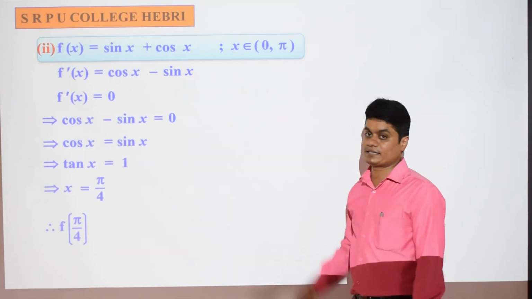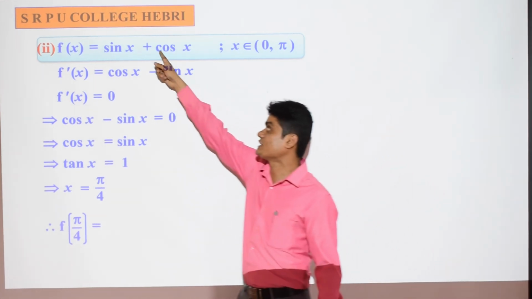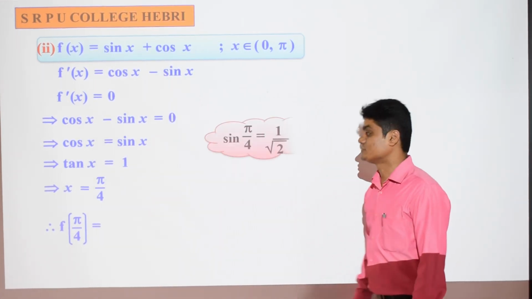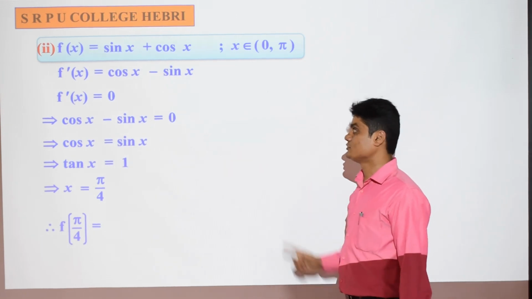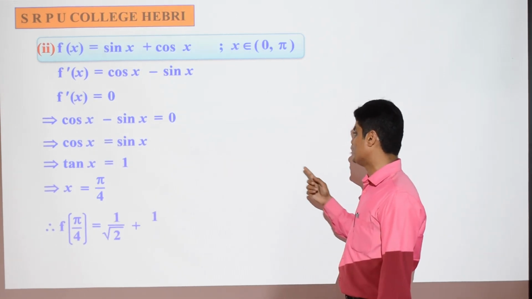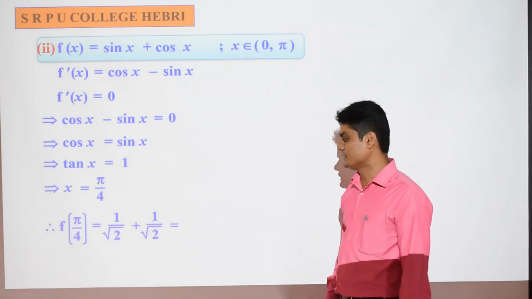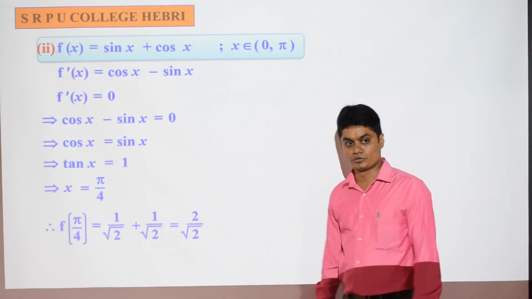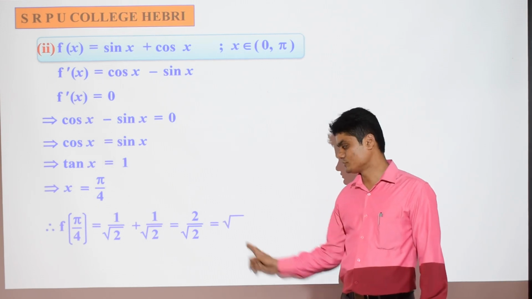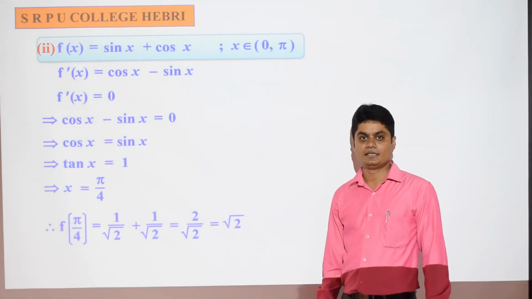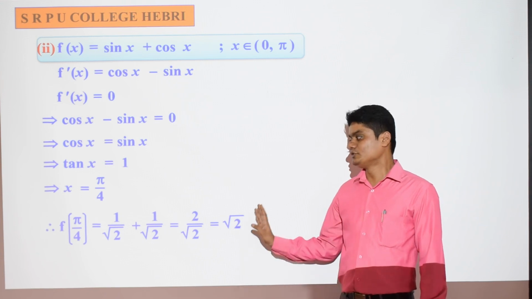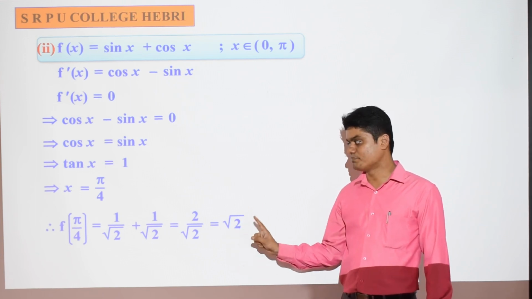So first find out at the critical point, f of pi by 4. Substitute for f of x: sin pi by 4 is 1 by root 2, and cos pi by 4 is also 1 by root 2. Substitute: 1 by root 2 plus 1 by root 2 will be 2 by root 2, and 2 by root 2 is equal to root 2. So don't decide anything now. We just completed one work.